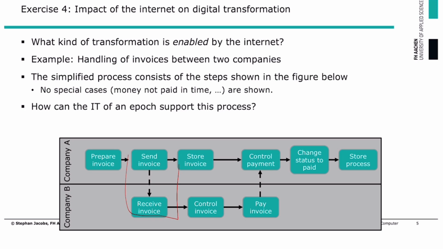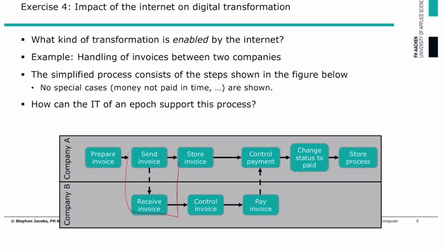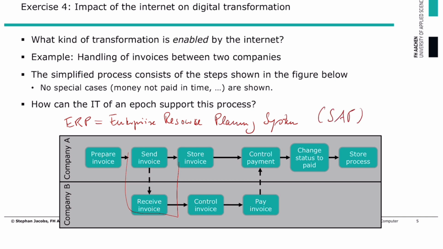some kind of ERP is available in company A. Yeah, so we do have an ERP, the acronym for Enterprise Resource Planning System. So what is this? And SAP is the biggest company delivering, producing and implementing these kind of systems.